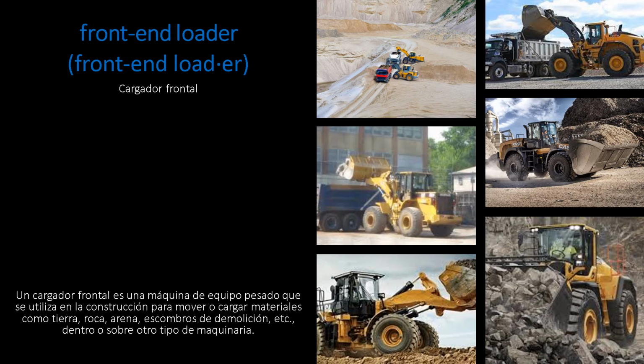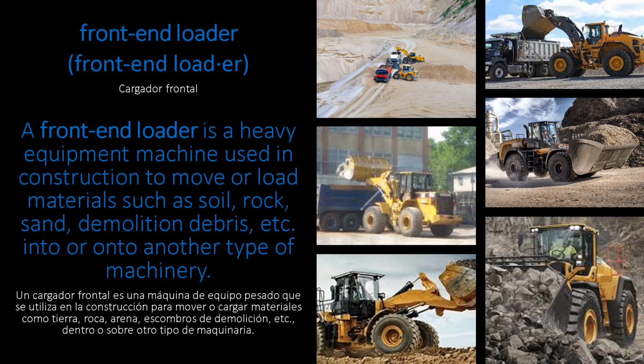Front end loader. A front end loader is a heavy equipment machine used in construction to move or load materials such as soil, rock, sand, demolition debris, etc. into or onto another type of machinery.